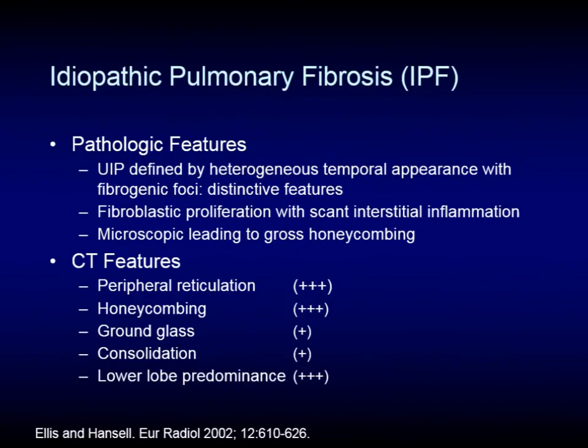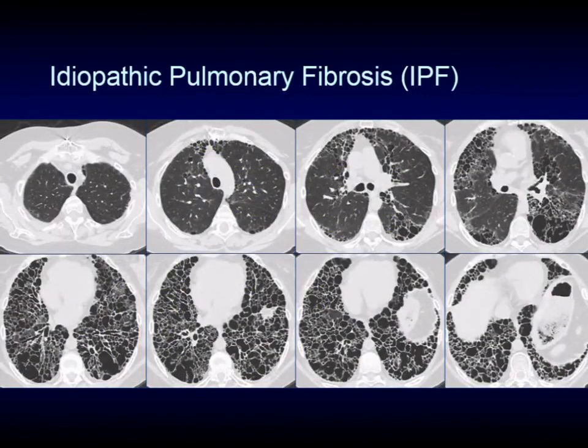Now, the CT features, the most common things that you'll see are going to be peripheral reticulation with a basilar predominance and honeycombing, if you see it, and you see it in generally 60 to 70% of the cases. There is not too much consolidation, but again, lower lung predominance, right? So here's just an example of a classic case of UIP, and this classic presentation, or what we call consistent with UIP pattern, is seen in about 50% of patients.